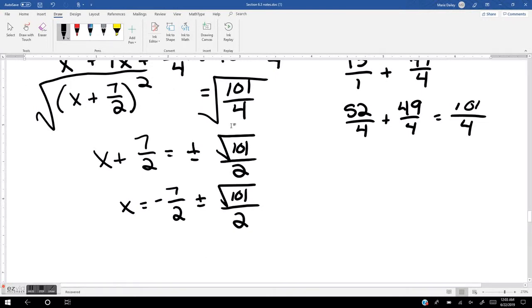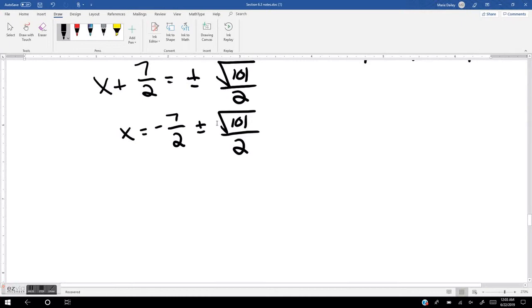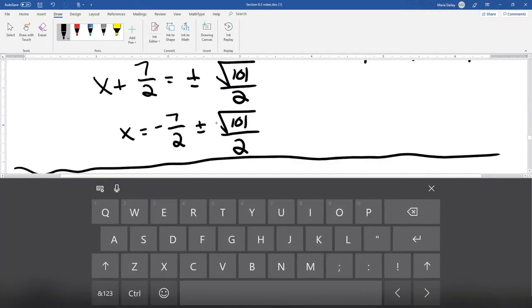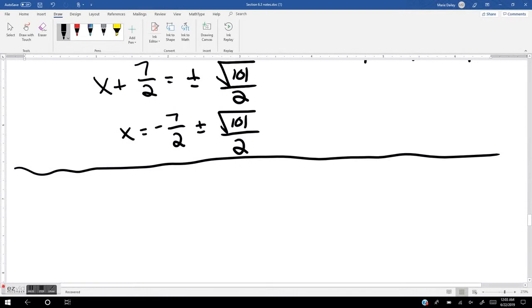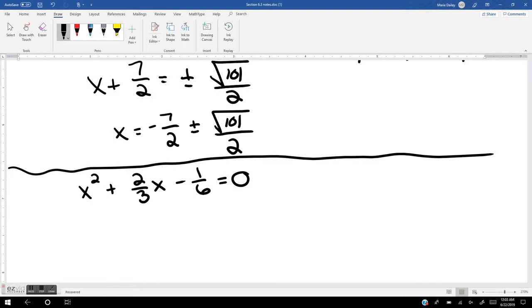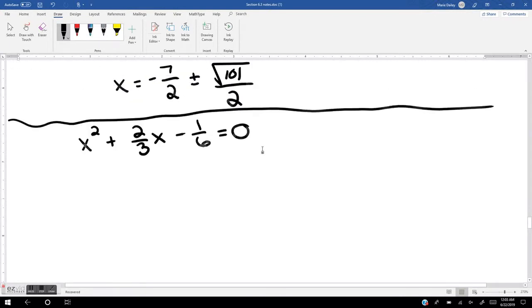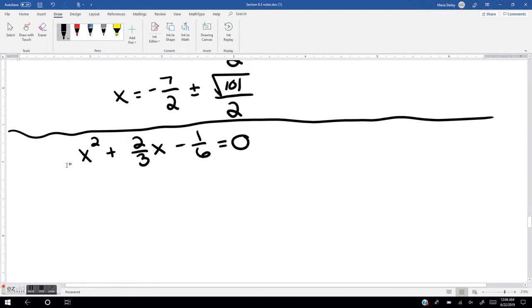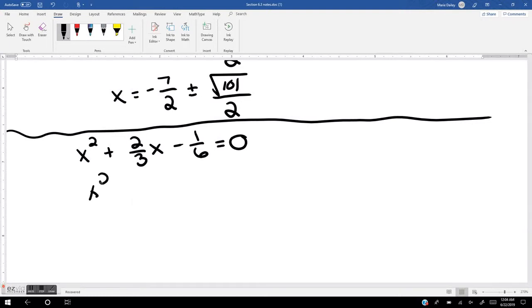Fantastic. Okay, let's try another one that is similar but looks a whole lot more scary. If I have x squared plus 2/3 x minus 1/6 equals 0, again the leading coefficient is a positive 1, so that's a good thing. We're going to begin as normal by adding that constant term over to the other side. And then like before, we're going to go ahead and do our aside.